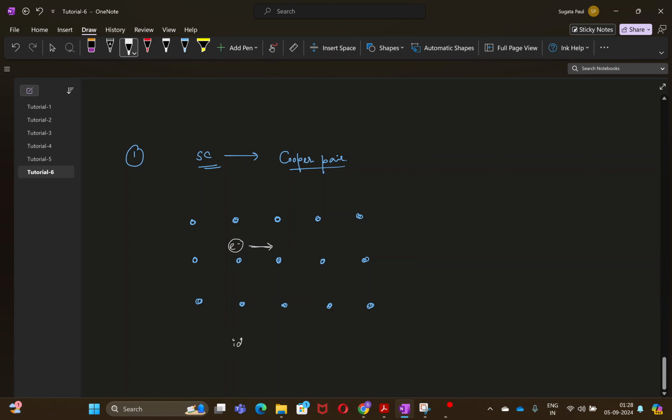So basically this is an ideal case where the lattice ions are fixed at their positions, unperturbed by the free electron passing through.